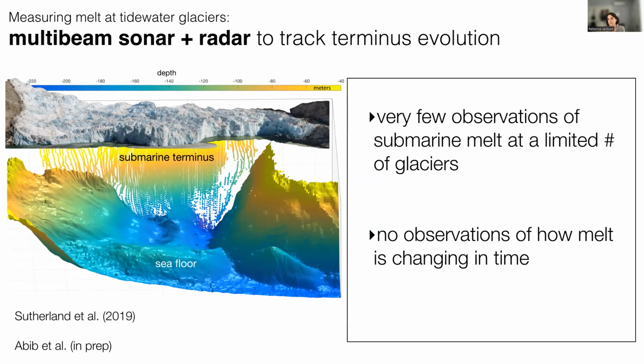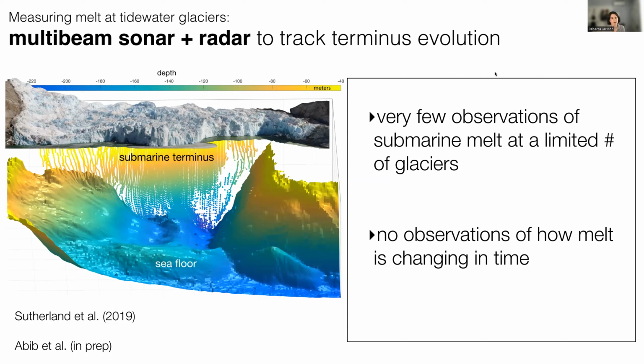But overall, in thinking about the state of our direct measurements of, or even indirect measurements of, melt at tidewater glaciers, we're left with currently very few observations of submarine melt and at a very limited number of different systems. And we definitely don't yet have measurements of how melt is changing in time. So if we're thinking about these questions of how is ocean variability or atmospheric variability driving changes in glaciers via submarine melting, we certainly aren't yet at the point where we're measuring that change on really any timescales.